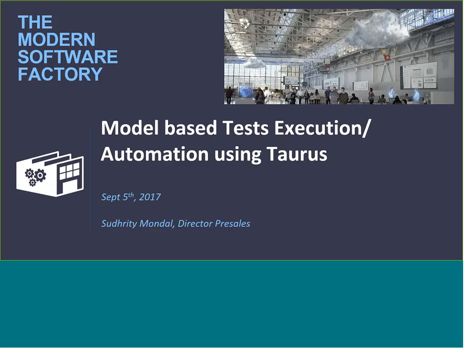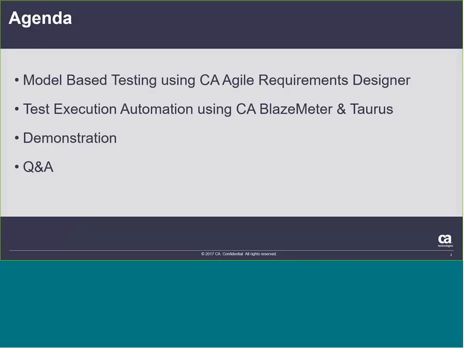Software testers are under pressure to deliver fully tested software faster than ever before, while also improving quality and driving down project costs. In this session, I will cover how CA's Agile Requirements Designer, or ARD, is able to automate the process of test case creation to improve test coverage, and how its integration with Taurus, which is an open source initiative by CA, can help reduce manual testing efforts to enable organizations to deliver quality software to market at a lower cost.